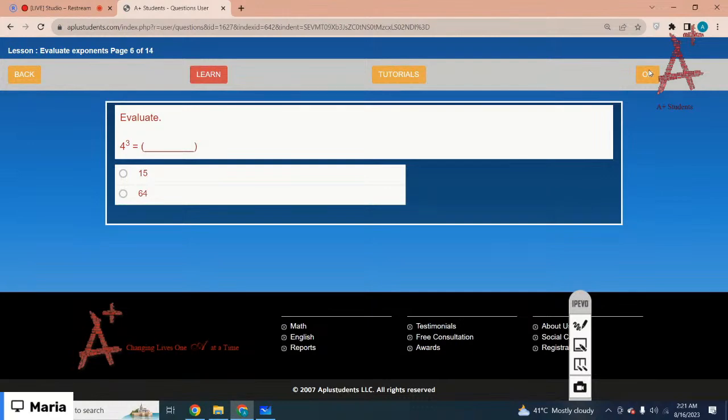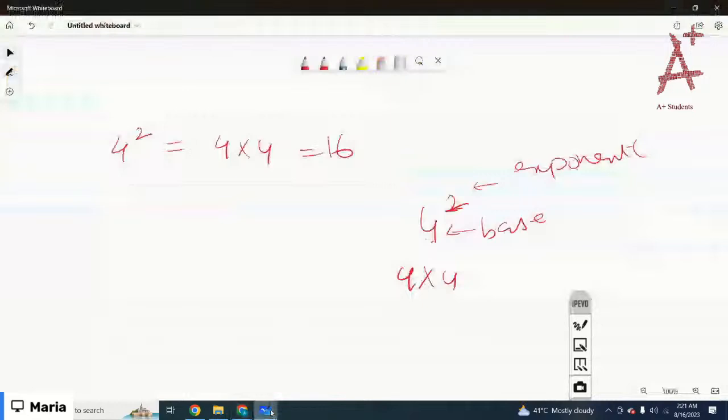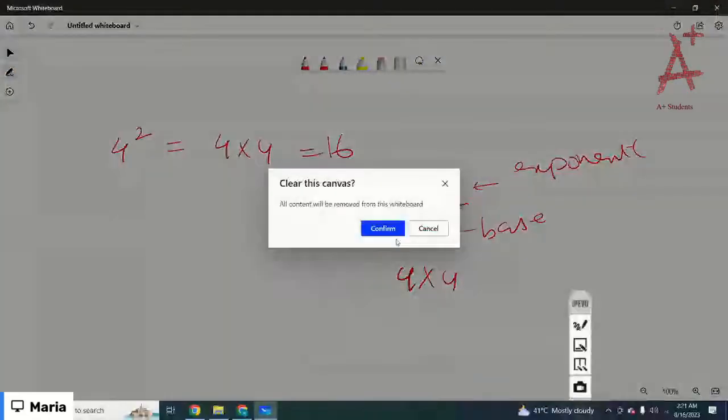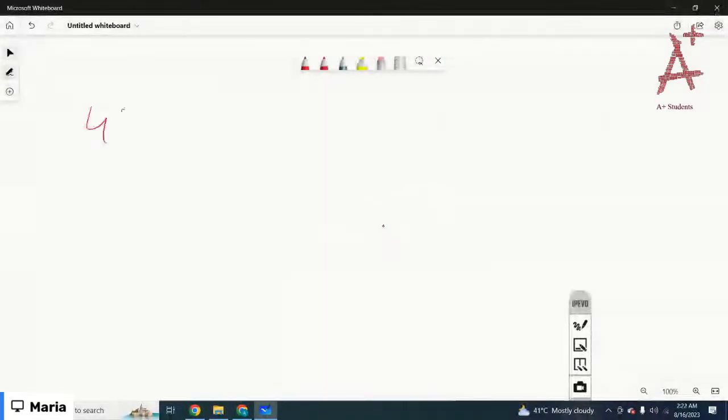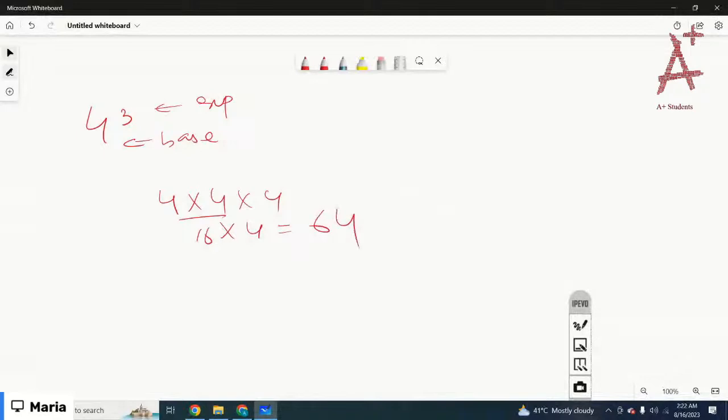That is 4 exponent 3. That means you have to evaluate many times. Okay, you have 4 exponent 3. So 4 is the base and 3 is the exponent. So you have to do 4 times 4 times 4. So 4 times 4 is 16 and 16 times 4 is 64. That means 4 exponent 3 equals 64.